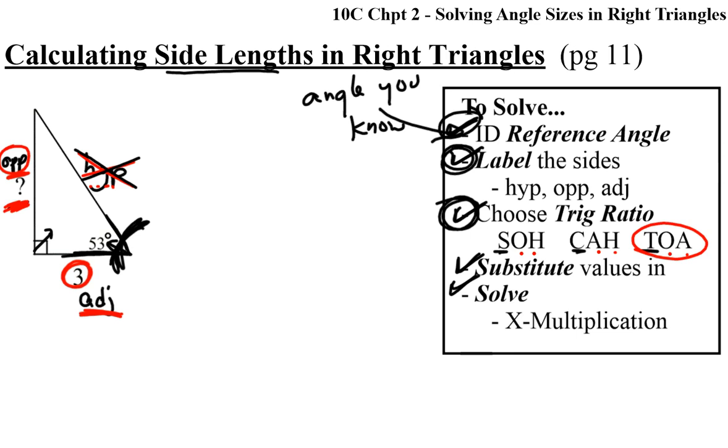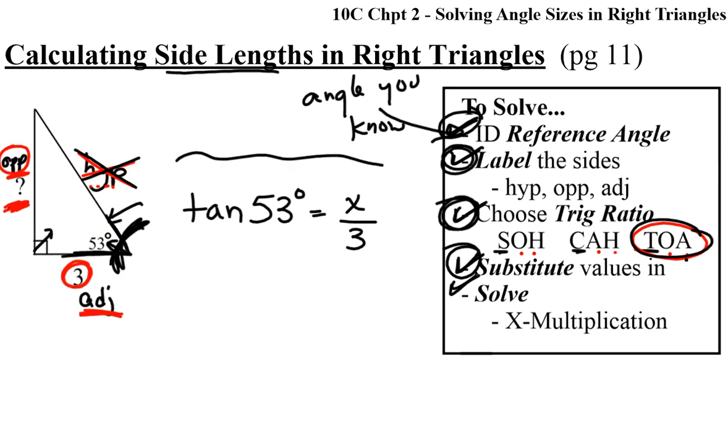So now what we're going to do is substitute the values into the tangent ratio we talked about in lesson 1. What was the tangent ratio? Tan. Always put in your reference angle now. Tangent, we're using 53 degrees, and remember it's opposite over adjacent. Opposite is unknown over the adjacent side length of 3. There's our values. We chose the trig ratio. We wrote the trig ratio, making sure to include the reference angle.